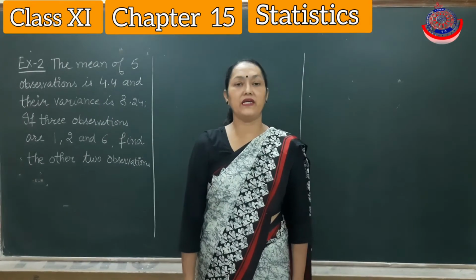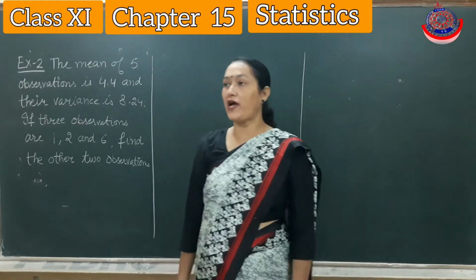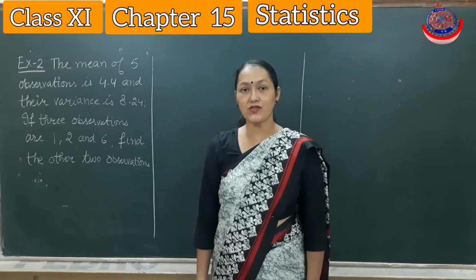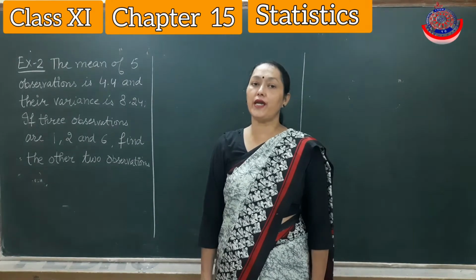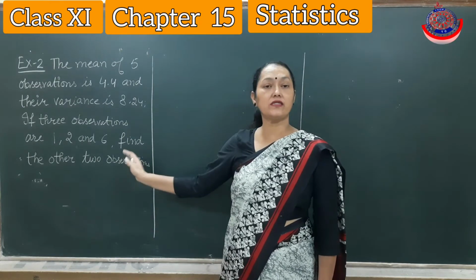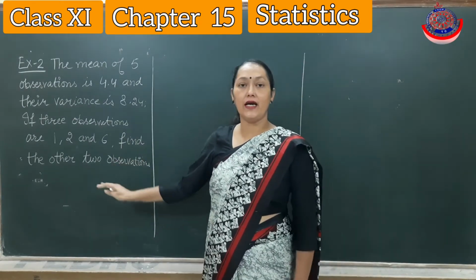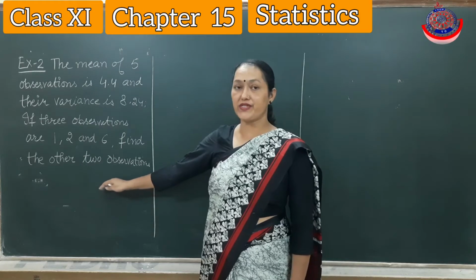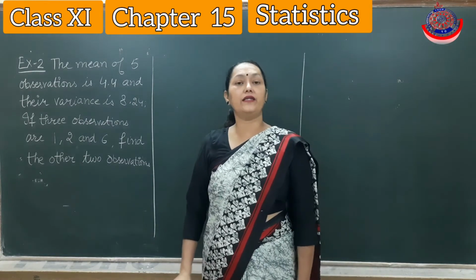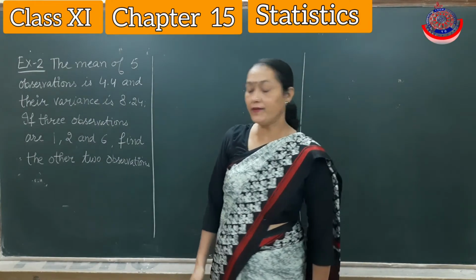In the next example, they have given us that the mean of 5 observations is 4.4 and the variance of these 5 observations is 8.24. Out of these 5 observations, 3 are given to us, 1, 2 and 6, and they are asking us for the values of the other 2 observations. Let the other 2 observations be x and y.